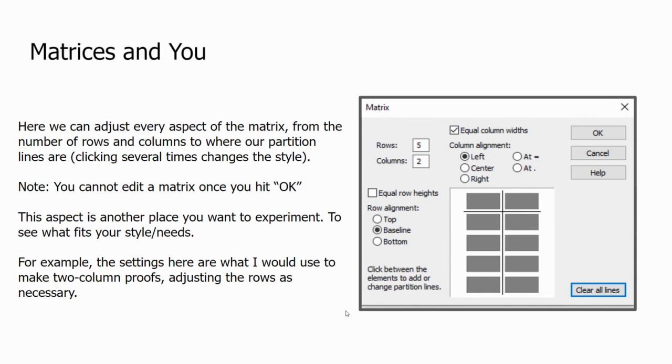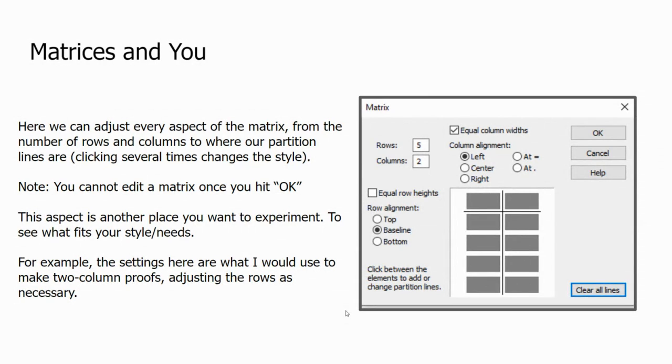Another big thing with matrices in MathType is you cannot edit it once you hit OK and add it to your editing field. If you decide, oh no, I needed another row, you have to remake it. That happened a lot to me. It's just something you have to get used to and understand that you can't just add to it. Or at least I couldn't get it to work, and I don't think there's an inbuilt way.